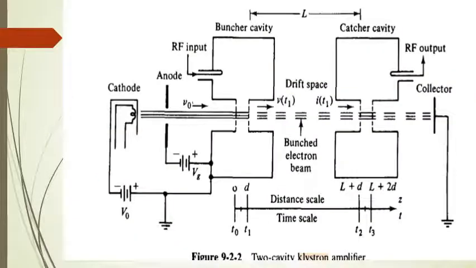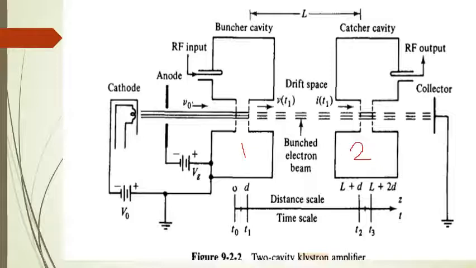Now let us understand the two cavity klystron in detail. Please note, when we discuss the two cavity klystron, we need to understand its construction. The first cavity which you see over here is called the input cavity. It is also called the buncher cavity. The second cavity which you see over here is called the output cavity or the catcher cavity. These two cavities are exactly similar.